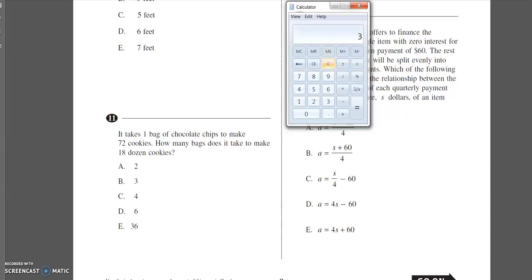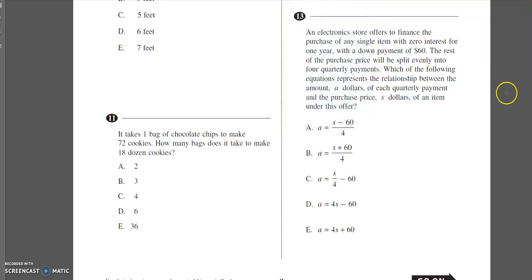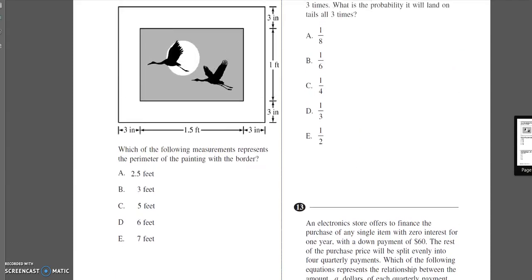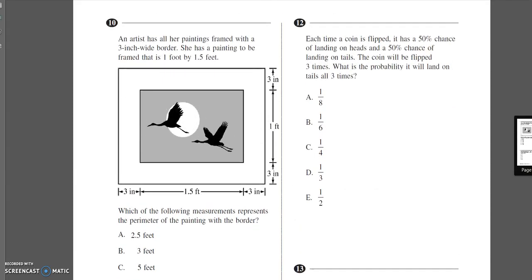Could it be any faster than that? That one was pretty quick. So that one is going to let them bank a little bit of time, especially when they're dealing with other problems that are a little bit more difficult. Now, question number 12 is a probability question.